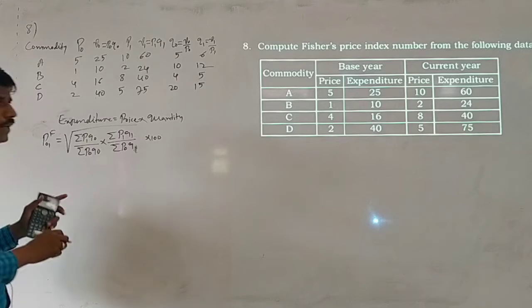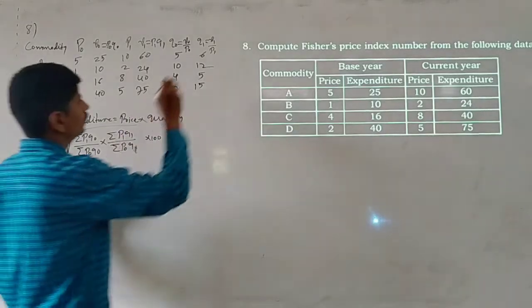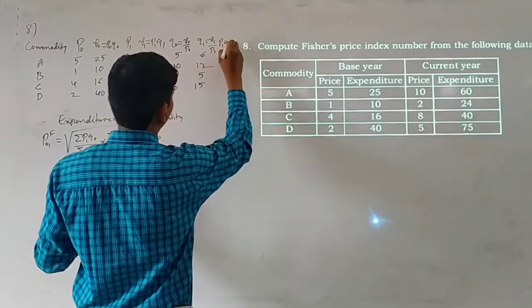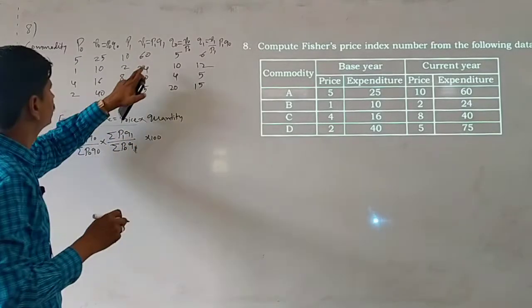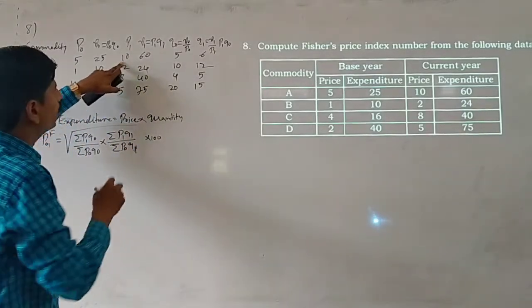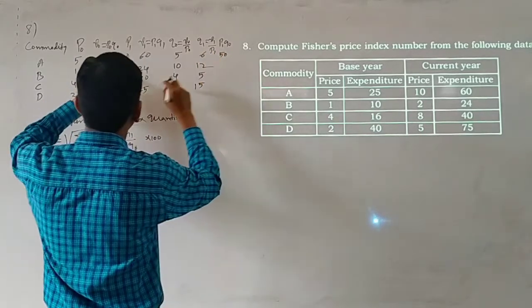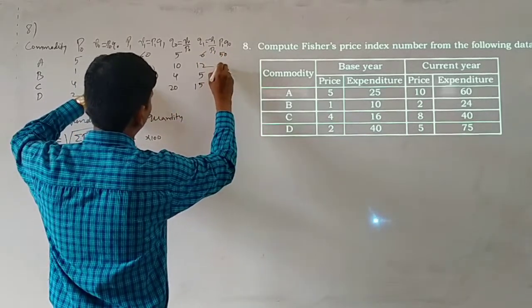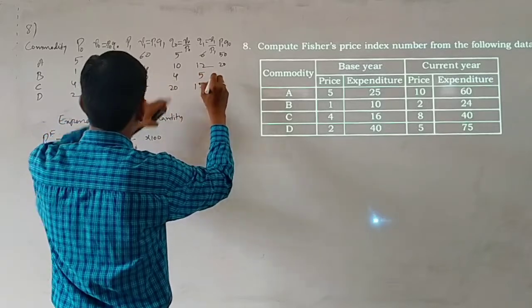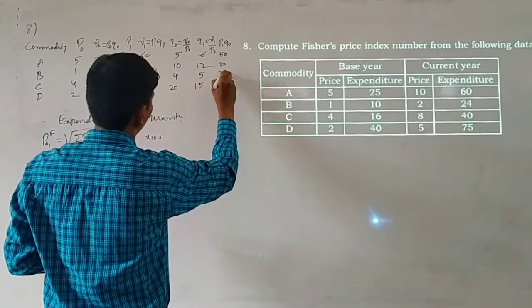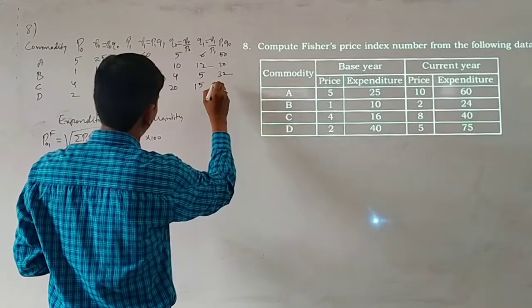Okay. First, we have to find the sum of P1 Q0. Here P1 into Q0. P1 value is 10 and Q0 value is 5, so 10 into 5 is 50. The next, 2 into 10 is 20. The next, 8 into 4 is 32. The next, 5 into 20 is 100.